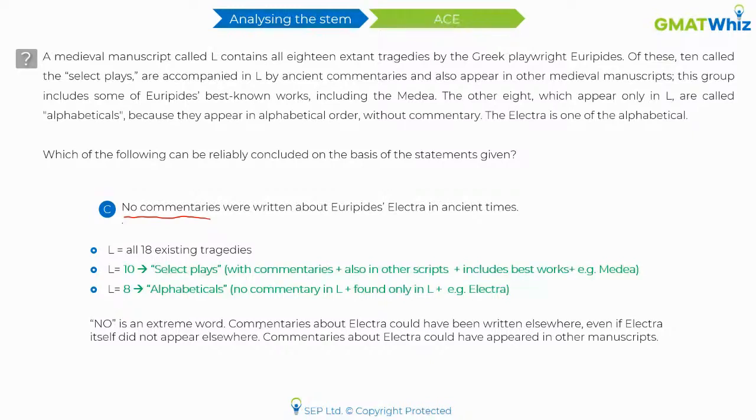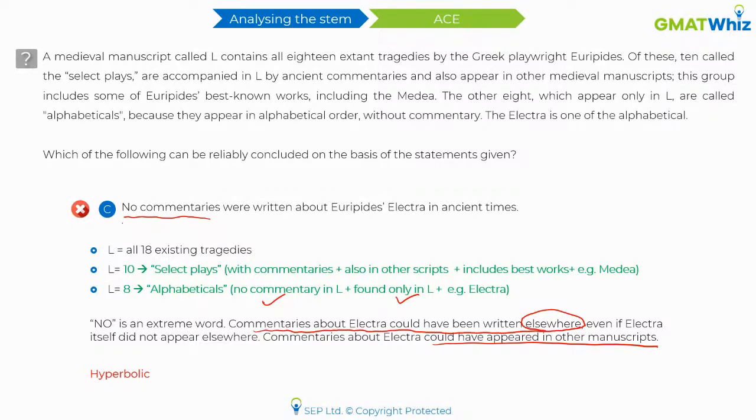We know that commentaries about Electra could have been written elsewhere, even if Electra itself did not appear elsewhere. Electra, which is an example of the alphabeticals found only in L, did not come with a commentary in L, but a commentary alone of Electra could have appeared in other manuscripts. And therefore, this is an exaggeration. What we at GMAT will say, it's a hyperbolic choice. Although Electra itself did not appear in any other manuscript, the commentary for Electra could have appeared in the other manuscripts of those times. So C cannot be concluded.